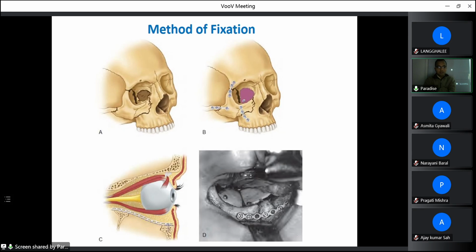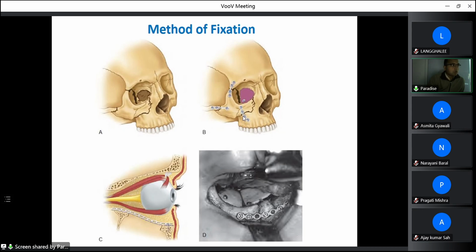The points of fixation are, the first one is frontozygomatic or zygomatico-frontal suture area. You have to fix the plate in this area where the system is 1.5 mm, and the size of the screw is not more than 6 mm. So usually we use a 1.5 by 6 mm screw. If you are doing 1-point fixation, you have to fix the plate either at the zygomatico-frontal suture or zygomatico-maxillary suture.